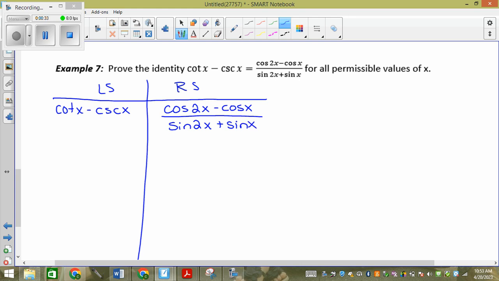The first thing I would do, the right side has to get worked with at some point, but I would try and make my left-hand side possibly look like some sort of fraction over a fraction to help me with the right-hand side, is to figure out what I need to pick for that cos 2x. So what is cotan? Cos x over sine x. And what's cosecant? 1 over sine x, and we already have a common denominator, so we can write it as cos x minus 1 over sine x.